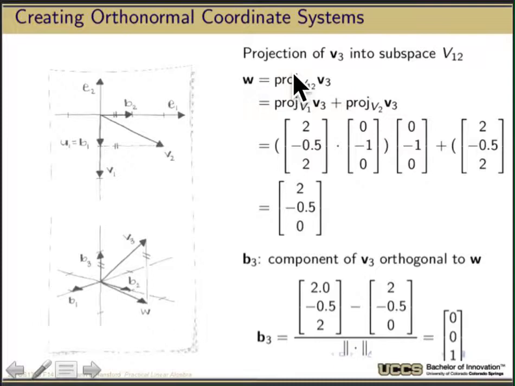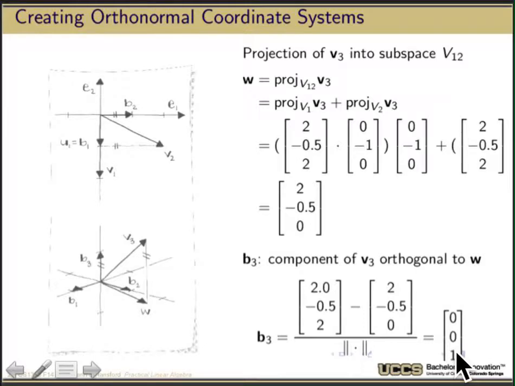Finally, I'm going to project V3 onto the subspace spanned by V1, V2. When I do that, I get the projection, which is the projection of V3 onto V1 plus the projection of V3 onto V2. So I take the dot product of V3 with V1 times V1, plus the dot product of V3 with V2 times V2, and that gives me this component. Now I subtract that from the original V3 and normalize, and I get 0, 0, 1.